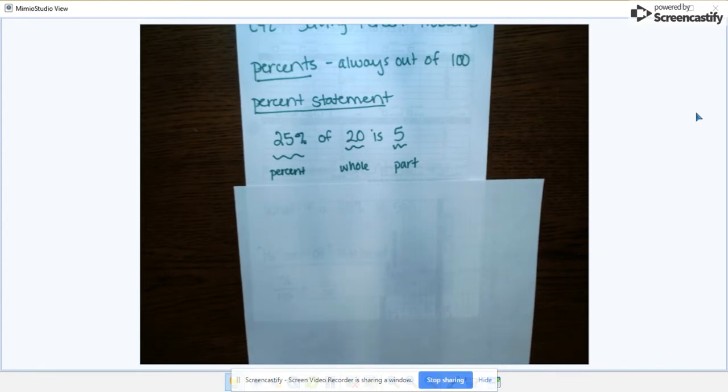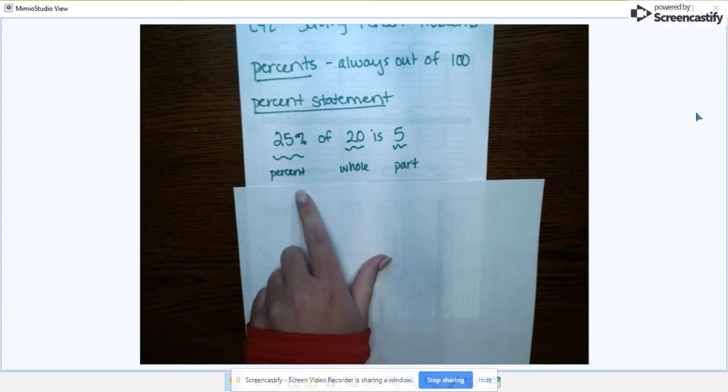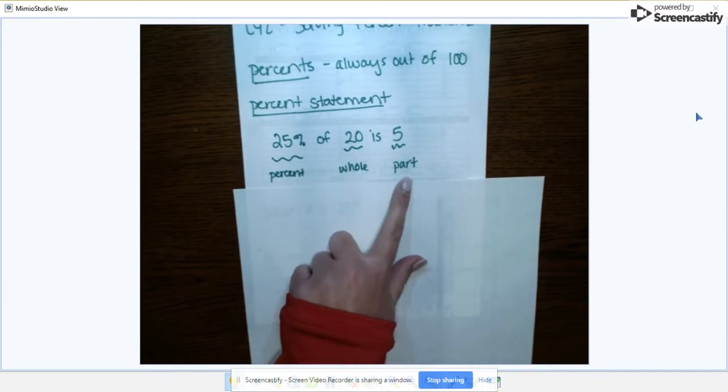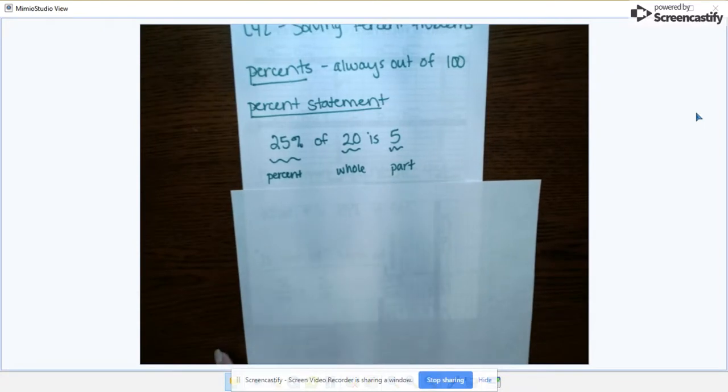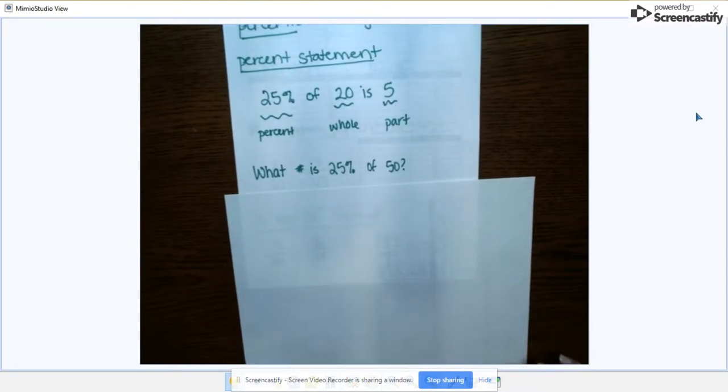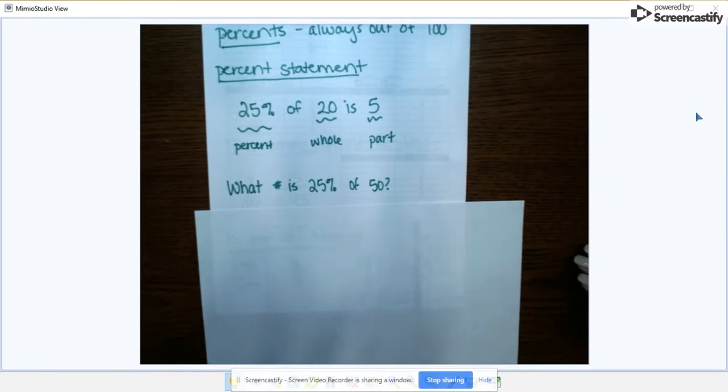Obviously we'll have different numbers each time, but every percent statement will have a percent. It will have a whole number and then a part or a partial. Okay. So we're going to be asked questions like this. What number is 25% of 50? And sometimes we don't know, when we have questions like this, do I multiply? Do I divide? Like, what's the best plan of action to solve?